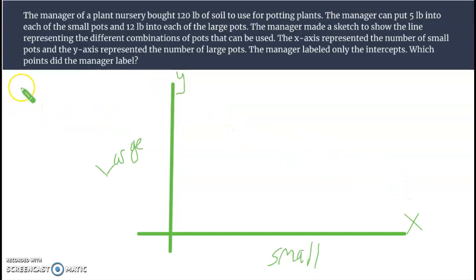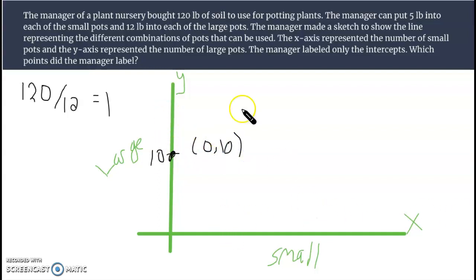We have 120 pounds, and let's assume that the manager of the nursery is only going to use large. Well, to find out how many, we would have to do 120 divided by the 12. 120 divided by 12 we can see is 10. So we would have a y-intercept of 10 here. And the coordinates would be 0, 10.